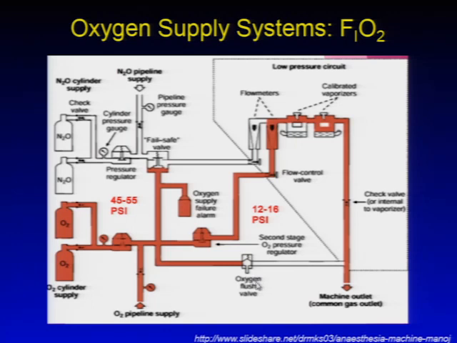The important part is that if you use the oxygen flush valve, that will bypass this second stage O2 pressure regulator, and therefore the patient's lung is under the influence of the higher oxygen pressure, which is 45 to 55 psi. That's the reason every time you use the oxygen flush valve, you have to remember you might render the patient barotrauma.